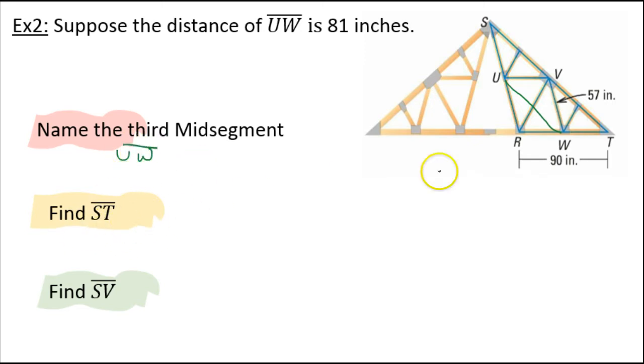For the yellow, it says to find ST. Well, ST is the entire length. If I know that this mid-segment is 81 inches by the information given here, then if I were to double that, I get 162. Done. SV is half the distance of the base. Well, half the distance of the base is also my mid-segment. So if they're both halves, they should both be equal. So this would be 81 inches. And we're done.